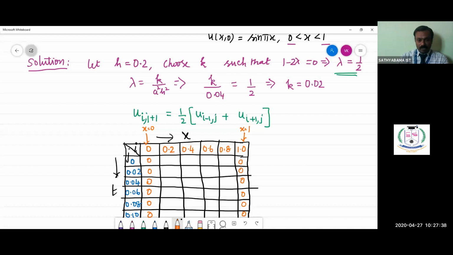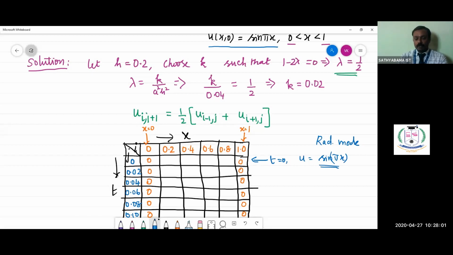Next, we are given u of x comma 0 is sin pi x. That is, when t equal to 0, u is equal to sine of pi x. Remember, you have to be in radian mode on the calculator while computing the value of sine pi x. So substituting the first x value 0.2, we get sine of 0.2 pi, that is 0.5878. Next 0.4 pi, that is 0.9511. 0.6 pi is also 0.9511. 0.8 pi, 0.5878. And when x is equal to 1, we get sine pi, that is 0.